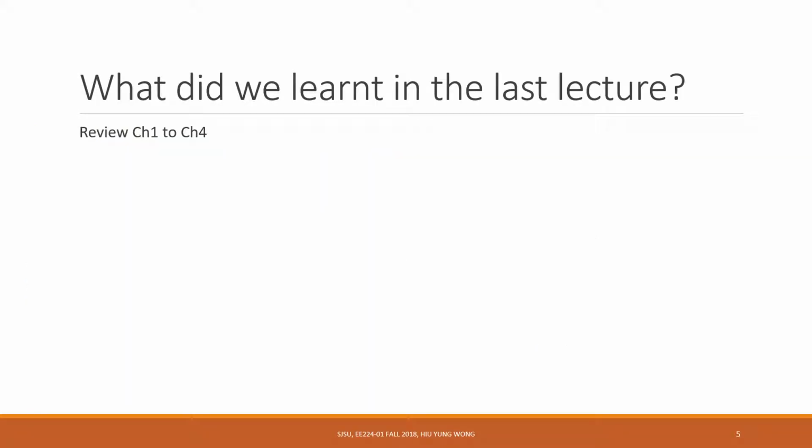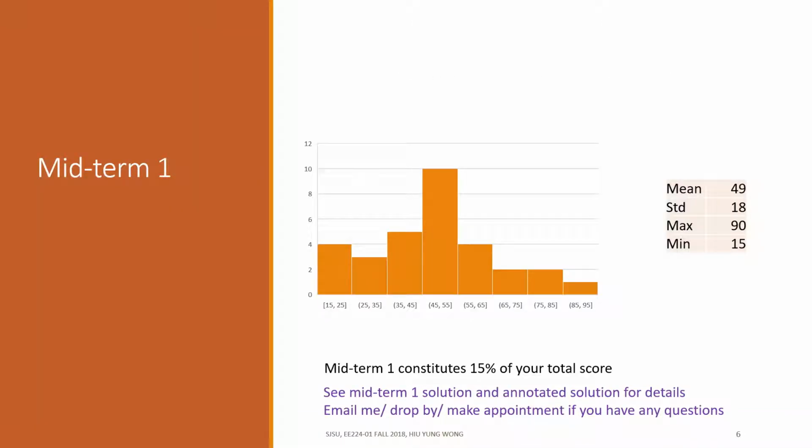So in the last lecture, it was the review for the midterm. We reviewed chapters 1 to 4. I'm not going to repeat that here because we reviewed for the whole lecture already. But now I want to talk about the midterm. The midterm is finished, and the mean is 49. It is lower than what I expected.